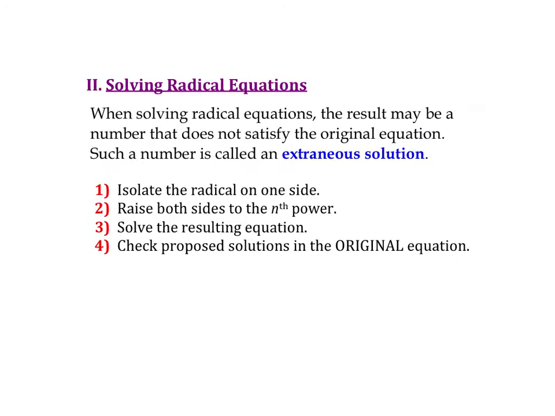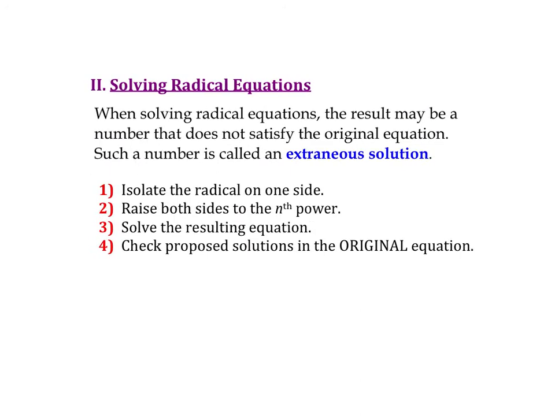Now here are the steps. First, you want to make sure you've isolated the radical to one side. So you want to have a radical all alone. And then you're going to raise both sides to the nth power. What the heck is the nth power, right? The nth power is going to be whatever your index was. So to get rid of a third root, I need to raise to the third power. To get rid of a fourth root, I'll raise to the fourth power. That's what that means. Then it's going to ask us to solve the resulting equation.